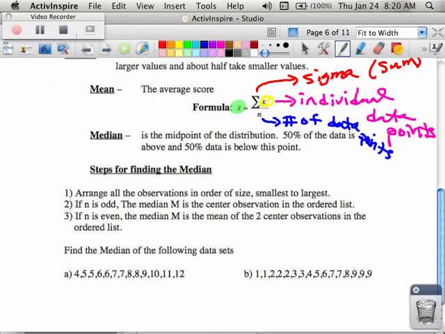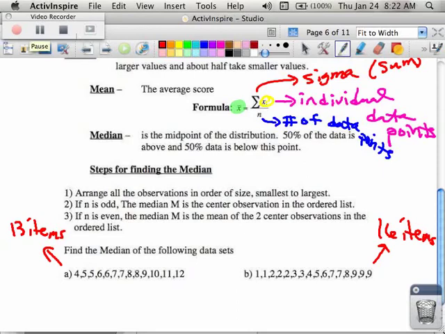Okay, so the median is not always as easy as it seems. The steps to find the median: number 1, arrange all your observations in order from smallest to biggest, or in other words, in ascending order. If your number of items is odd, it's the one that's exactly in the middle. If it's even, you take the 2 middle things and average them. So I want you guys to try and find the median of the following 2 lists.